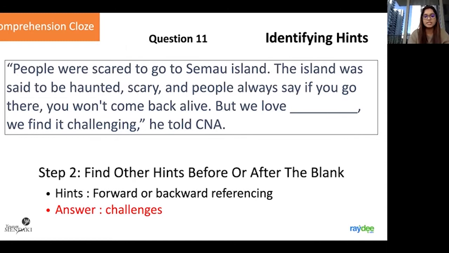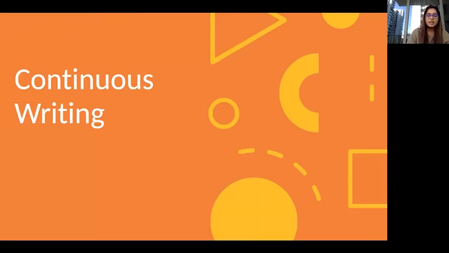All right, so the answer would be challenges. Now, the next part, we are looking at continuous writing. Now, continuous writing, it is very important for the students to be able to enhance their writing using phrasal verbs.